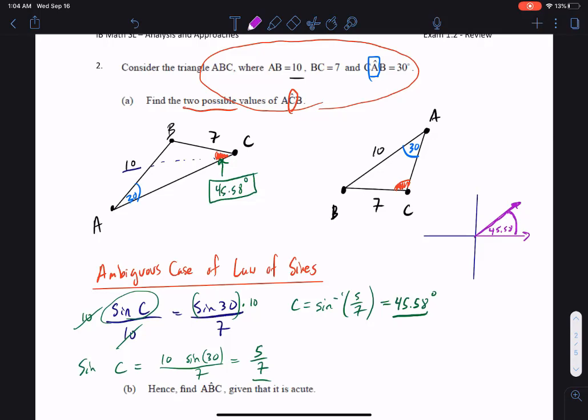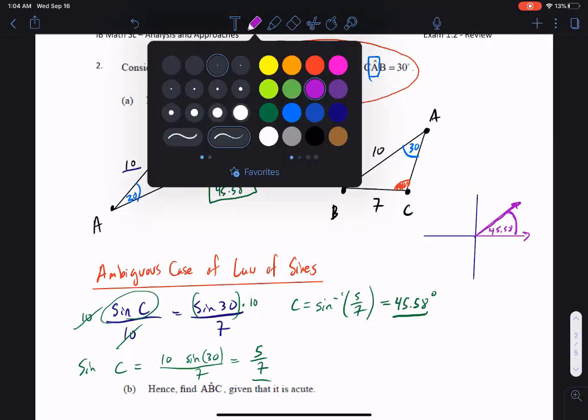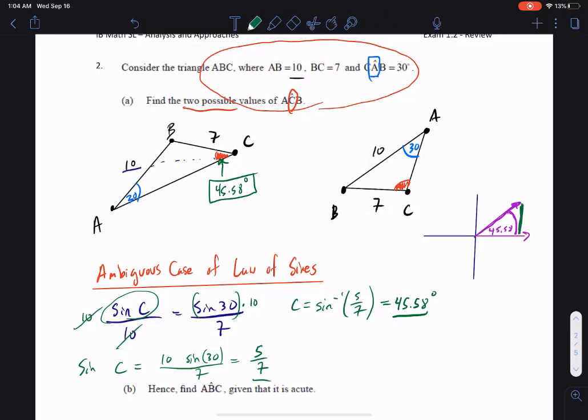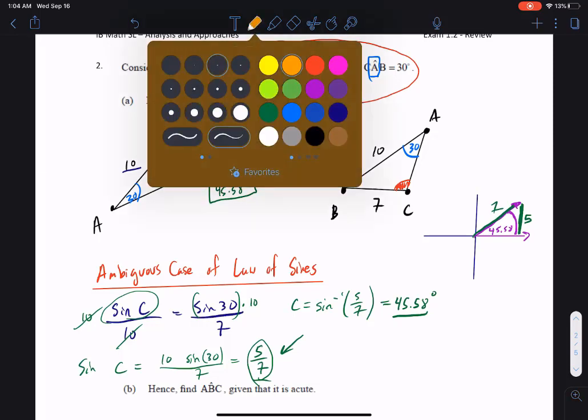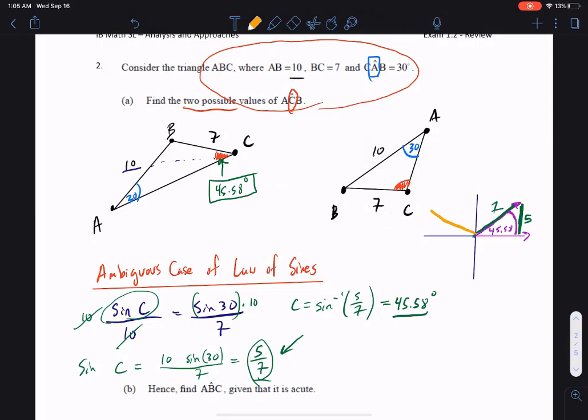So you would use the ratio of this, which is your y over r. Remember, my y and my r are 5 over 7 for this. So it's going to be 5 over 7. We said that right here. Now, that's true for that angle, but it's also true for another angle. It's also true for this angle over here, where this reference angle is 45.58.